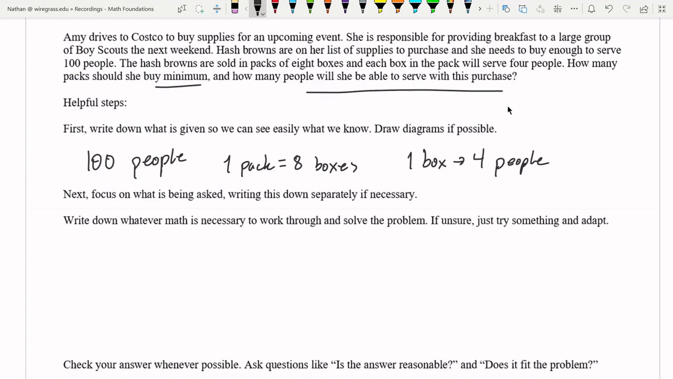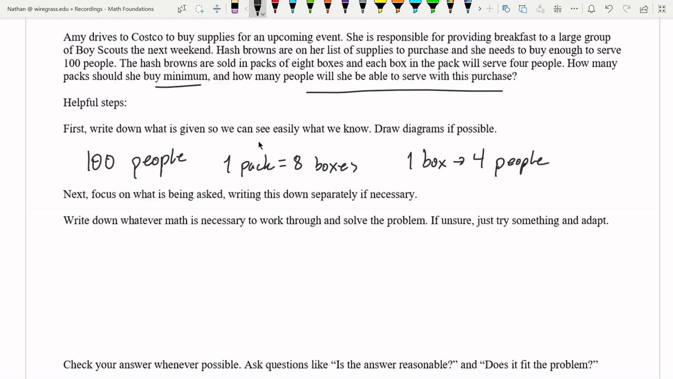So we know what we want. We want to figure out how many packs she needs to buy at a minimum. Well, she needs to serve 100 people. That's the whole goal that we're trying to do here. And we know that 1 box serves 4 people. But we can't just buy 1 box, right? We have to buy packs. So the question is, how many packs does she need to buy to serve 100 people?